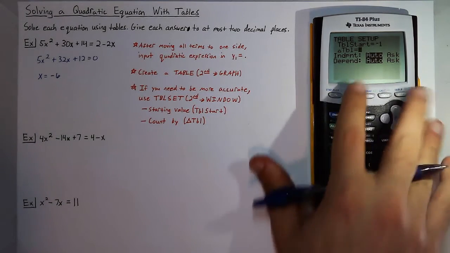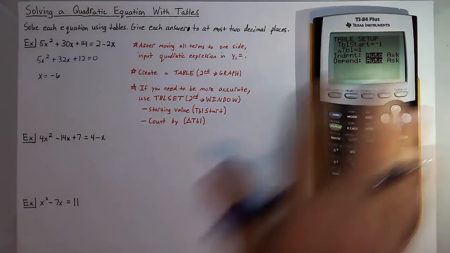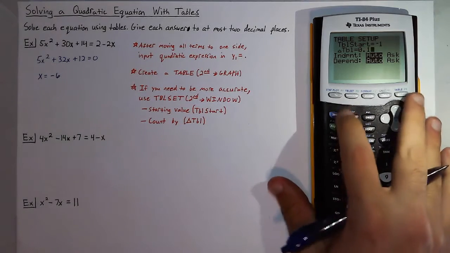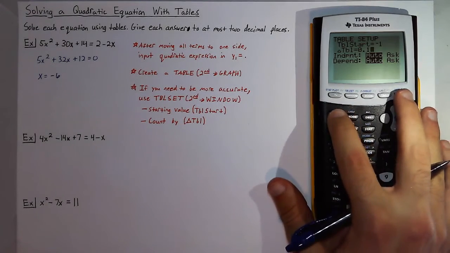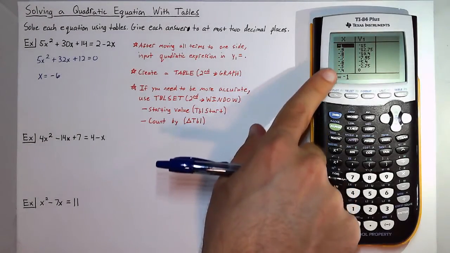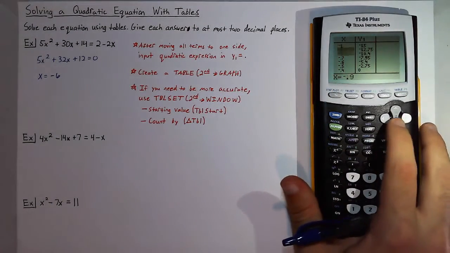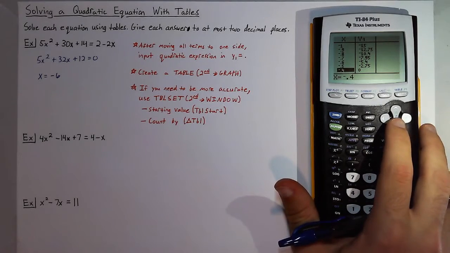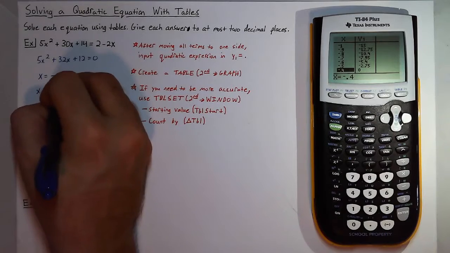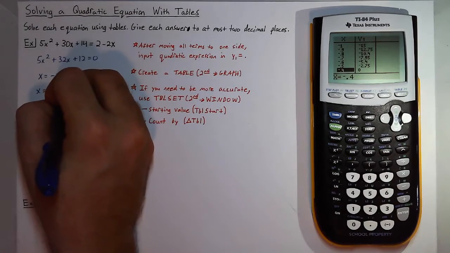And then right here is the delta table. It pretty much says what we're going to count by. I'm going to be a little more accurate, so I'm going to put by 0.1. Now when I go back to my table by hitting second graph, it's going to start at -1 and it's going to count by 0.1s. And I'll see here when it gets to -0.4, I get another 0. So my two solutions are going to be -6 and -0.4.